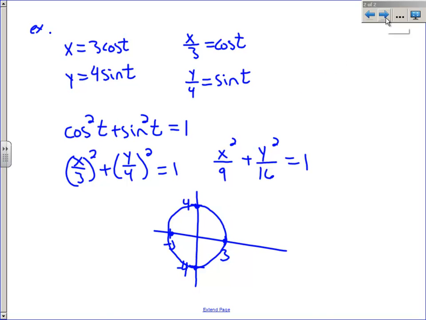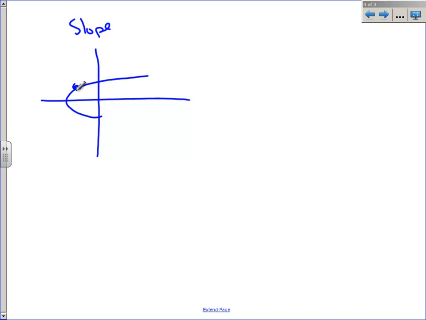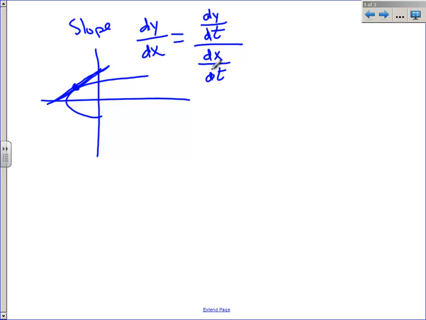So let's go to slope. Now to find slope, if I have some curve like the one that I had earlier, slope is picking a point and finding the slope of the tangent line at that point. And slope is represented by dy dx. But if we have t's, the way we find our slope is we do dy dt divided by dx dt. And in this form you'll notice that those dt's would cancel, and that's how we find the slope.